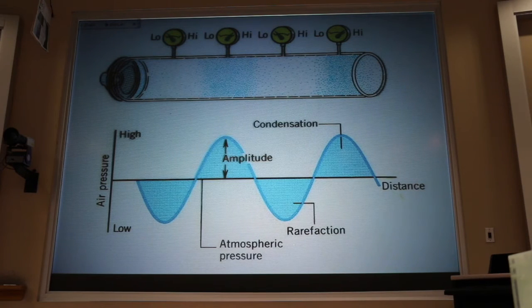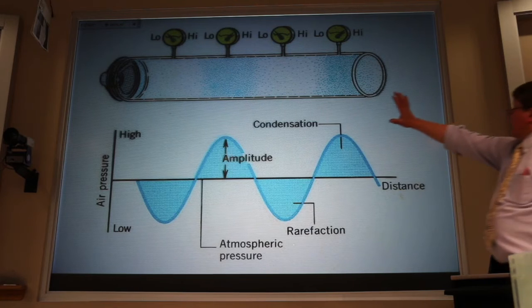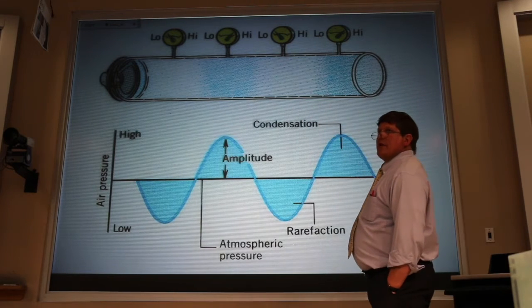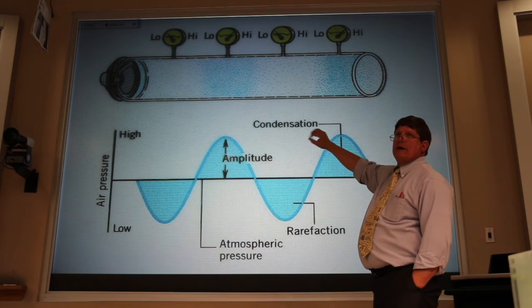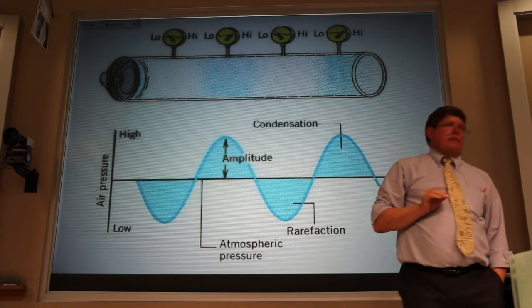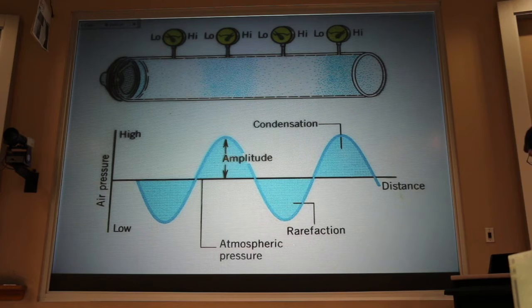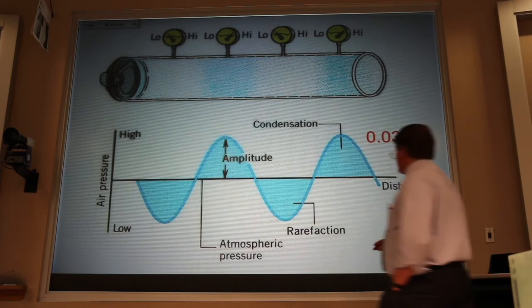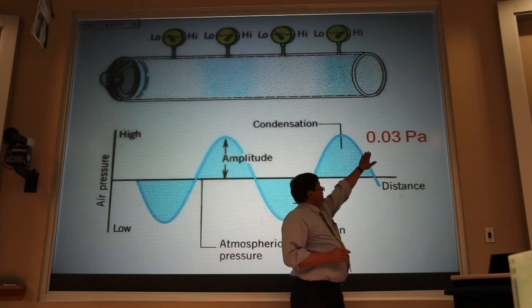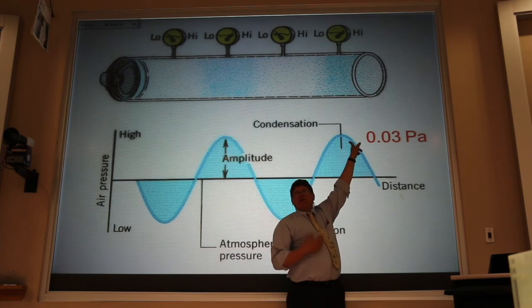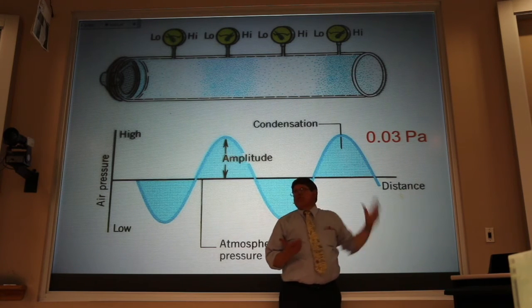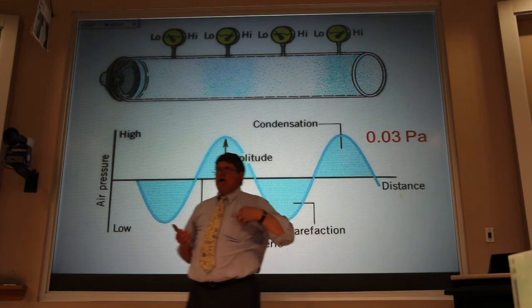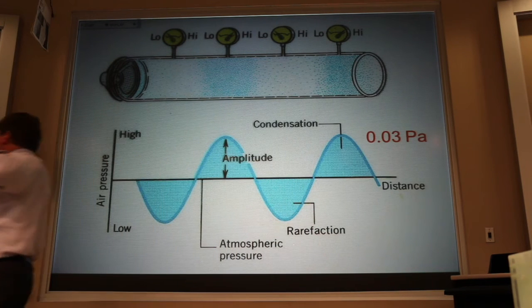Now, as that sound wave goes down, you're going to have regions of high pressure and low pressure, and then atmospheric pressure. Now, it turns out, and this I find remarkable, that at the high pressure regions for normal sound, it's only like 0.03 pascals above atmospheric.